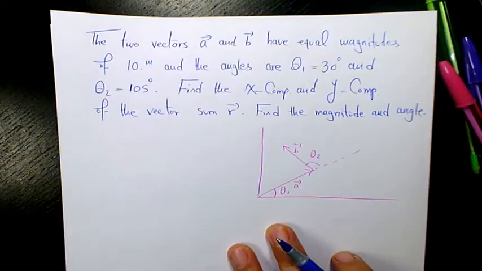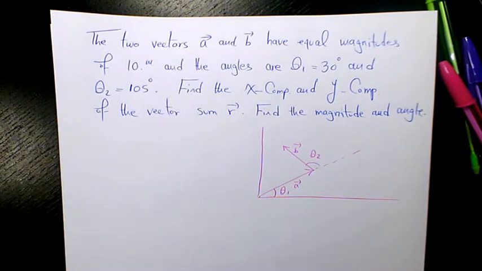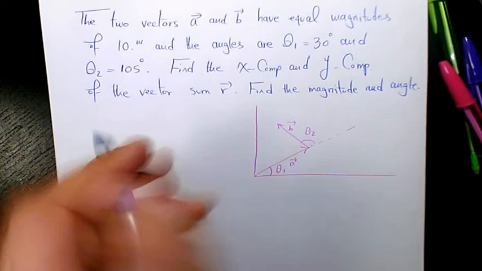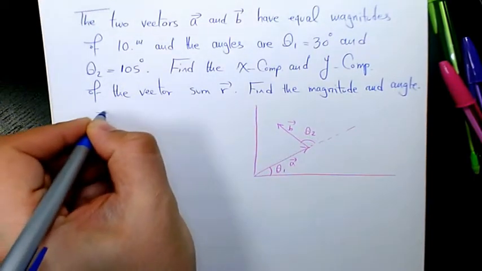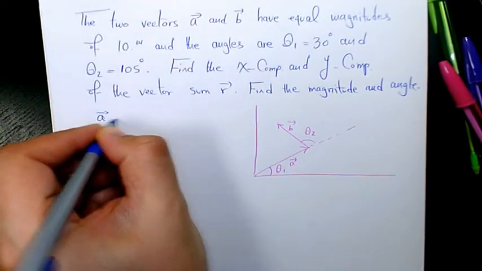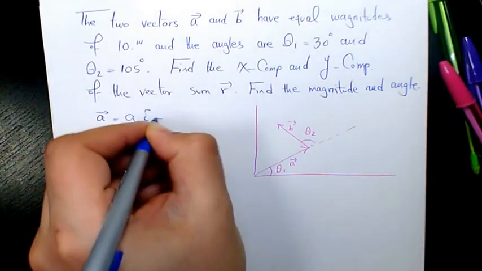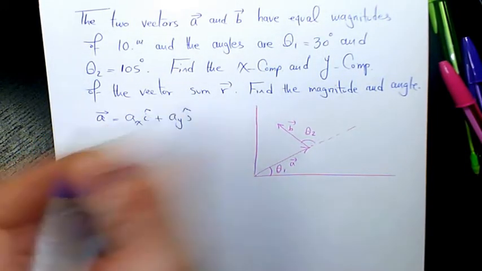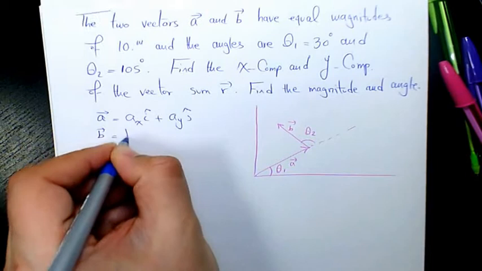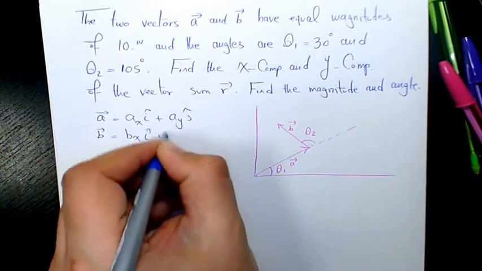In this example, we have two vectors A and B with equal magnitudes of 10 meters, and the angles are theta 1 equals 30 and theta 2 equals 105 degrees. Find the x component and y component of the vector sum r, and also find out the magnitude and angle. So we can say A consists of Ax i plus Ay j, and B equals Bx i plus By j.